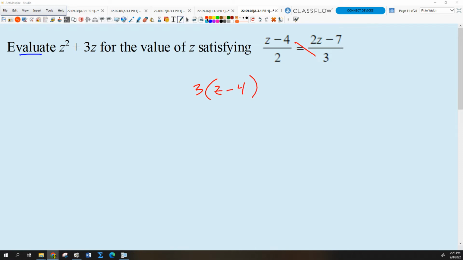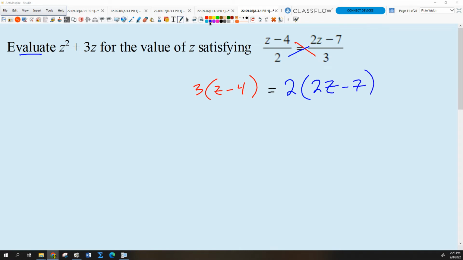Now, I haven't seen you guys do a bunch of board work on this yet, but if you're anything like my Algebra 2 classes, people get real lazy about forgetting parentheses. Does everybody see why we need those parentheses? If I just said 3 times z minus 4, what's wrong with that? I'm only multiplying the 3 by the z there. We have to have 3 times that whole quantity, don't we? Okay, so that's equal to the blue cross product, which would be 2 times the quantity 2z minus 7.